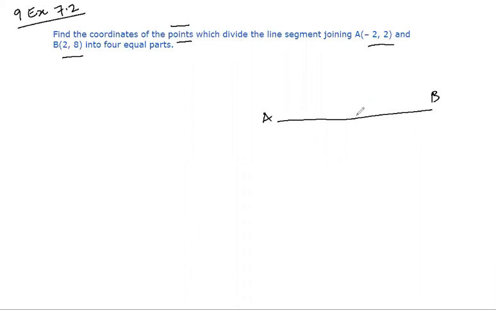So let's divide this into 4 equal parts. Basically, he's asking you to find the coordinates of point P, point Q, and point R. So students, point P will divide AB in the ratio 1 is to 3. Q will divide in the ratio 1 is to 1. R point will divide this in the ratio 3 is to 1, which you can do yourself.